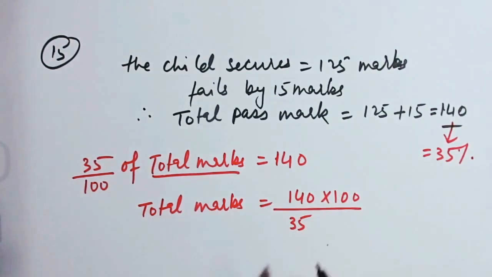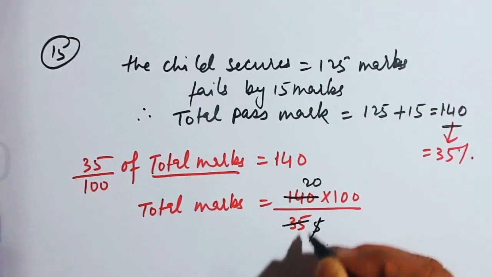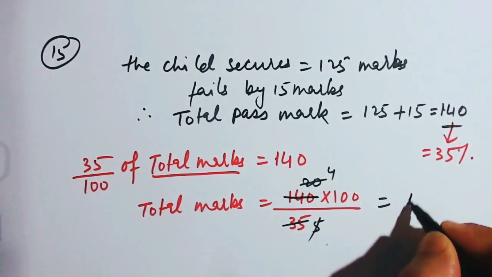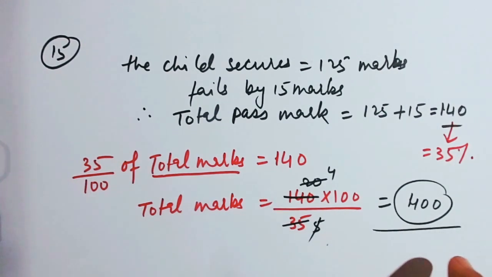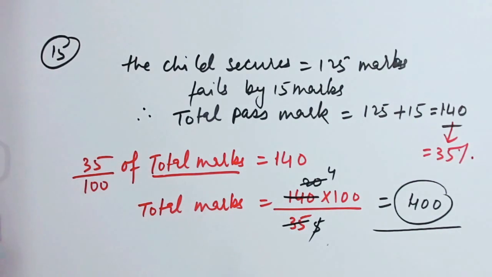Okay, so we can cancel this 7 2 times, similarly 5 4 times. So your total marks was 400, out of which the child scores just 125 marks and he fails by 15 marks. Okay, moving on to the next one.